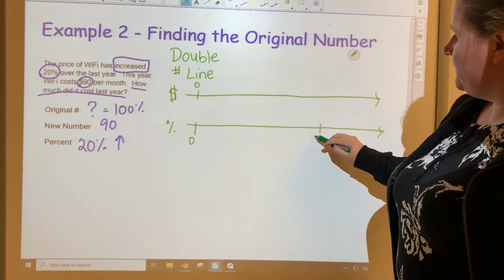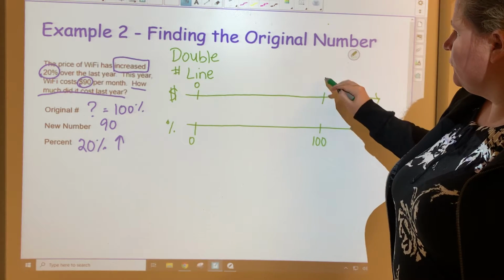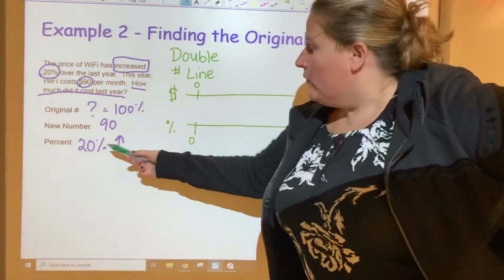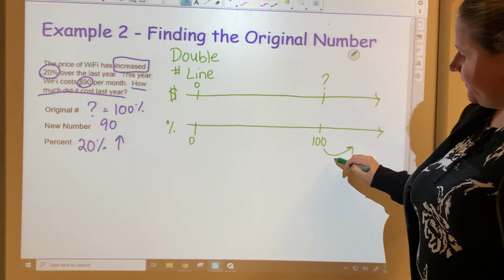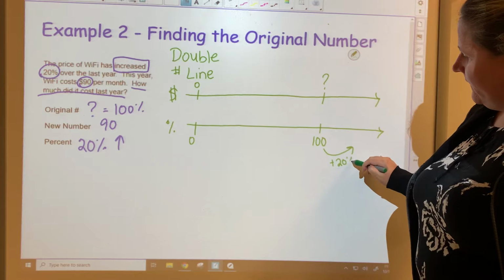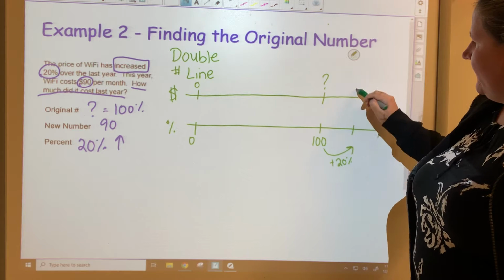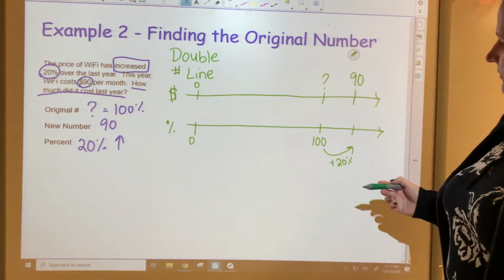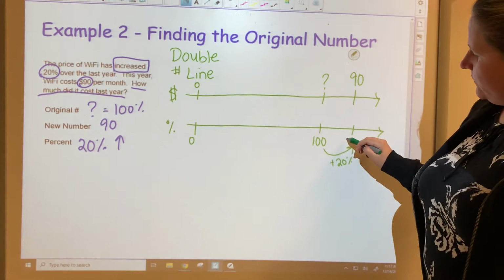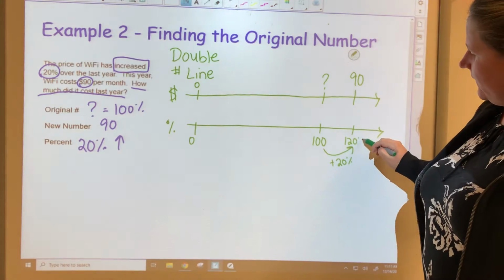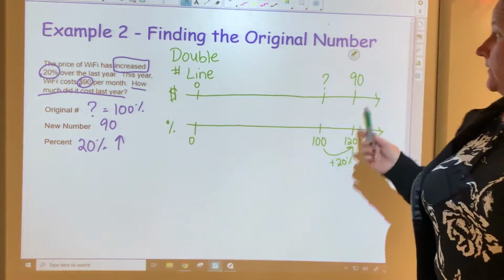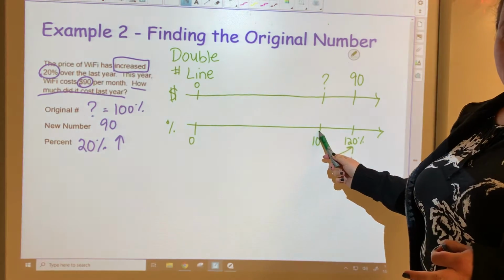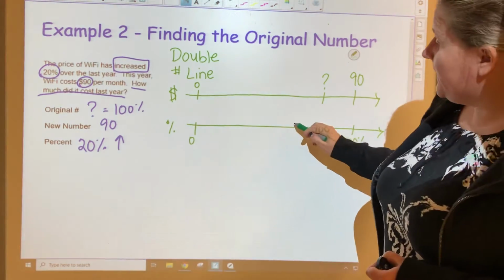Okay, so I'm trying to figure out what 100% is. I don't know what that is, but I do know when it goes up 20%, we're now at $90. So 100% plus 20% would be 120%. There's a lot of thinking that you have to do. We're going up by 20%. That's my jump. So I need to go down by 20%.